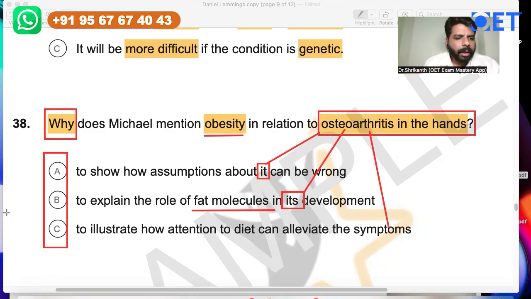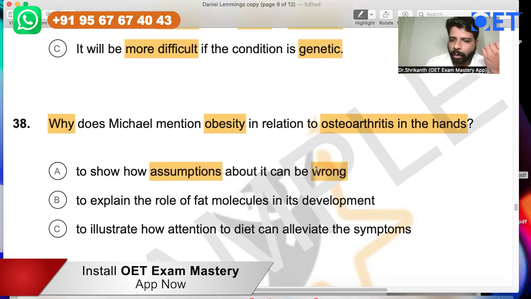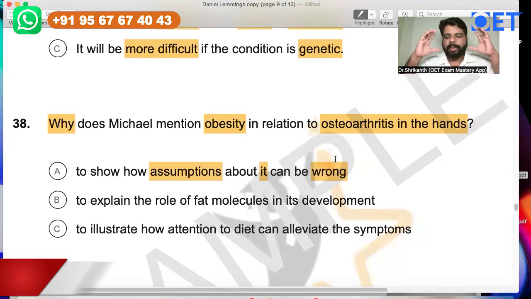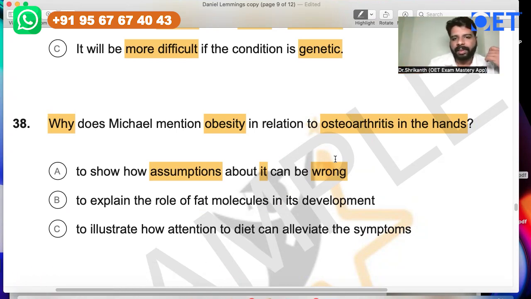Good. Now let's take a look into the keyword analysis of answer option A. To show how assumptions about it can be wrong. So he wants to tell us that there are some belief systems. People are thinking osteoarthritis is like this, so and so, and he is proving it. He's saying, no, that is not correct. And he is proving it wrong by bringing obesity.